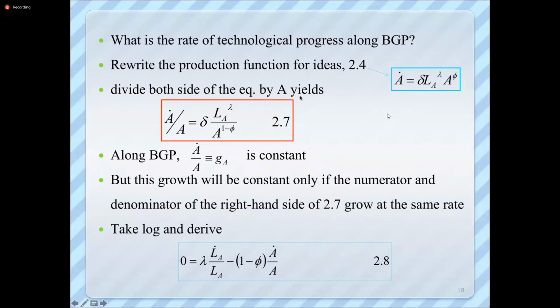Divide both sides of the equation by A, therefore you get equation 2.7. Along a balanced growth path, if you look at equation 2.7, the left part of the equation indicates growth, right? So this growth depends on delta. What is this delta? How fast can creation be done? Number 2, it depends on the number of labor involved in producing ideas without any duplication. But this growth will be constant only if the numerator and denominator of the right-hand side, this portion here, grows at the same rate. So taking the log and deriving, we have equation 2.8.